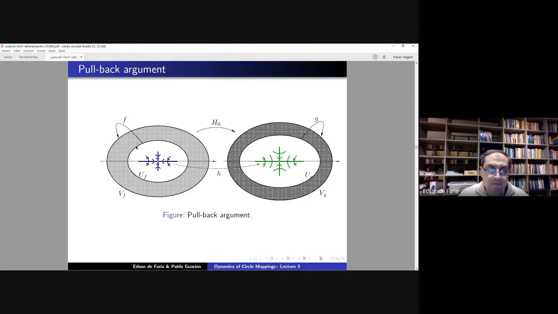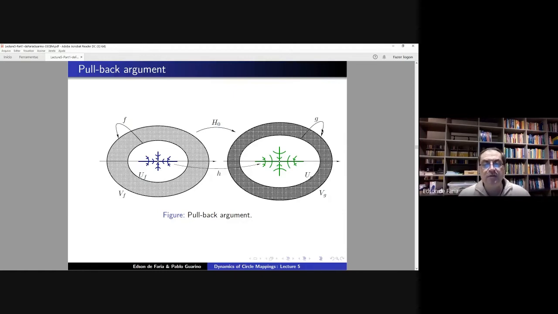So if F takes a point on the inner boundary onto a point on the outer boundary, then the corresponding points under H sub zero have to be mapped accordingly by G. So it has to be a conjugacy on the boundary. And that's a very easy thing to arrange.